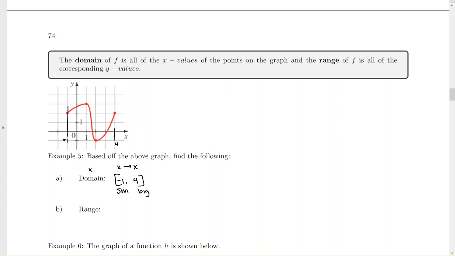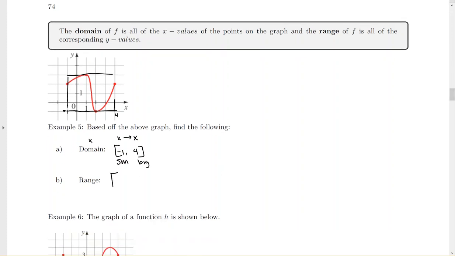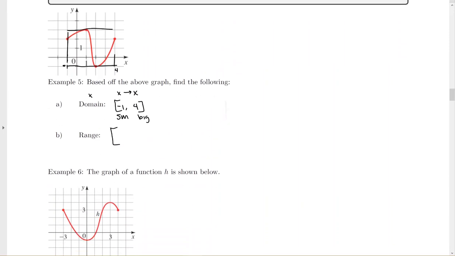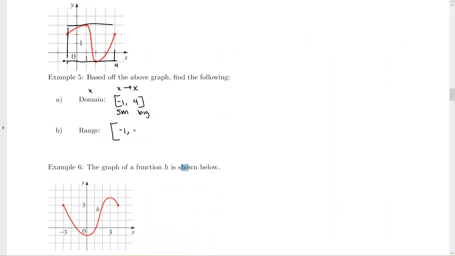The range are your y values, small to big y values. So here I'm looking from this low y value to this high y value. The y value starts at -1 and goes all the way up to 1, 2, 3. Brackets on both ends, because again, they're solid dots. All right, those are on the graph.